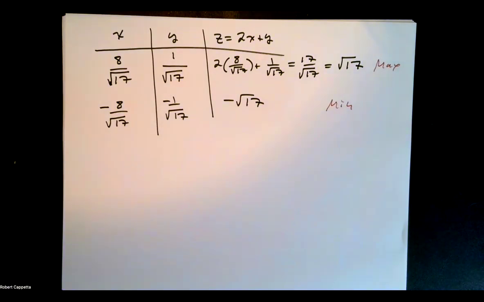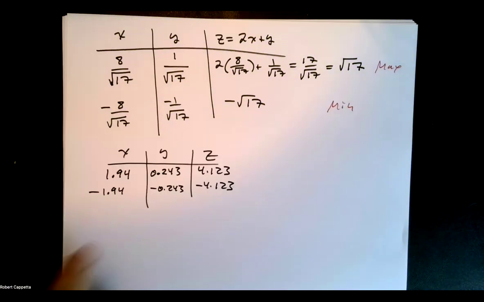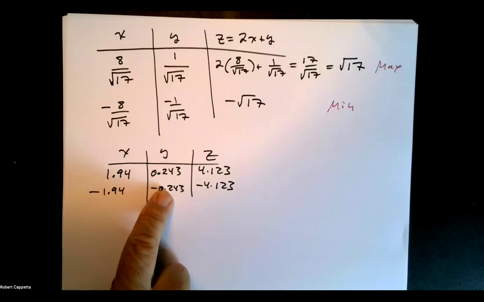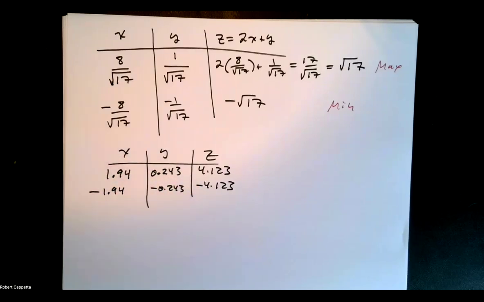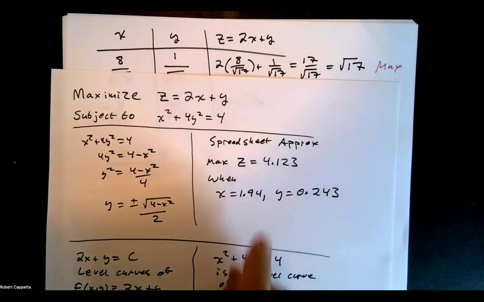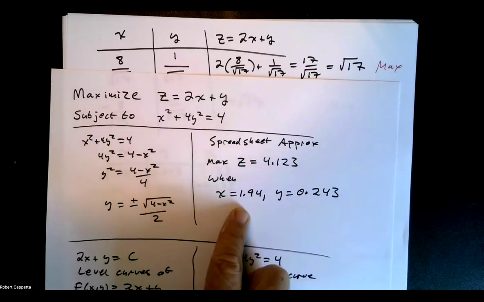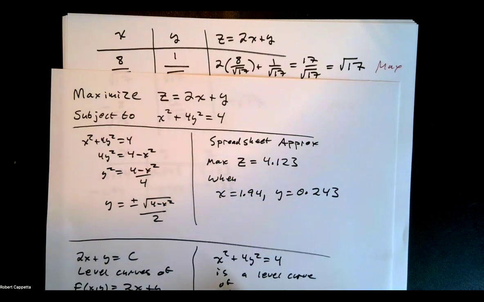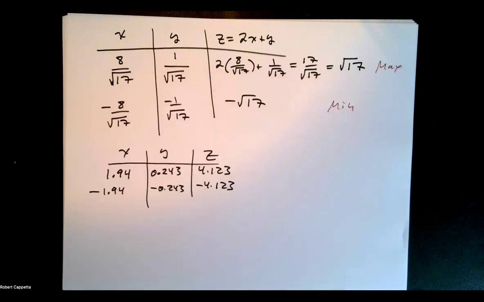Let's see what those things are as decimal approximations. Our decimal approximations are here: 1.94, 0.243, and 4.123. Notice from our spreadsheet approximations, we said z was 4.123 when x was 1.94 and y was 0.243. That makes me feel awfully good about my spreadsheet approximation.